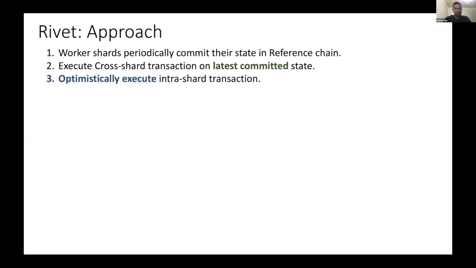And also, even if shards commit their state to the reference chain, they will locally, optimistically execute intra-shard transactions with a hope that no cross-shard transaction will appear before they can commit the next state. We'll see Rivet in action now.